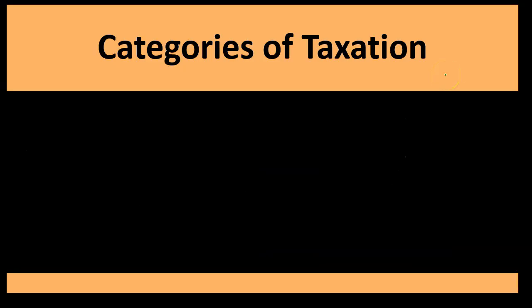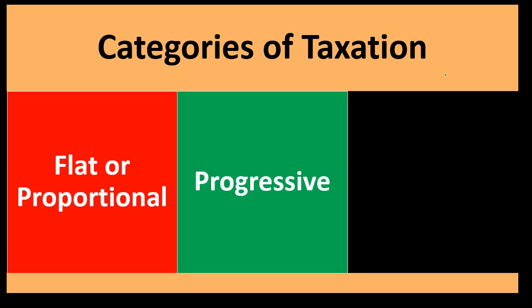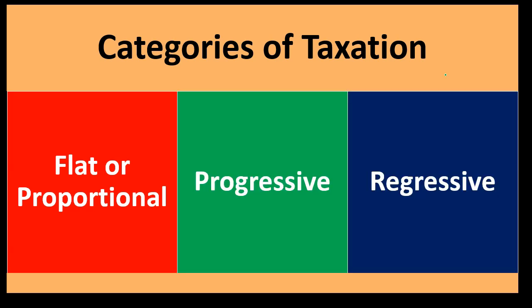Categories of taxation includes a flat or proportional tax, a progressive tax, and a regressive tax. The federal income tax will be a progressive tax, which we want to be able to compare and contrast to a flat or proportional tax, and then see how a regressive tax might apply to taxation as well.